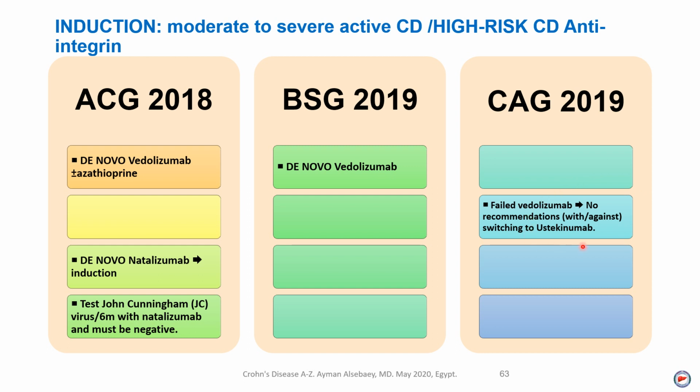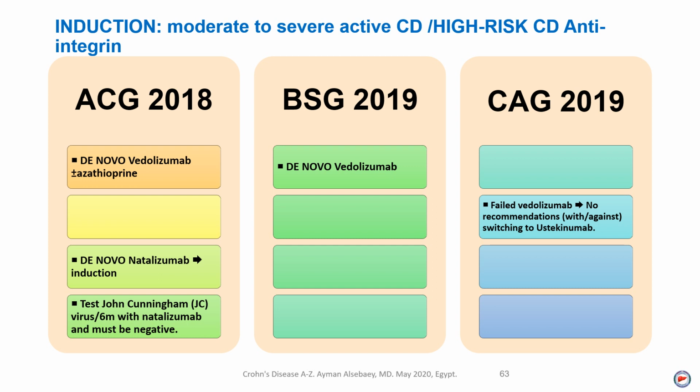What will we do if we have failed vedolizumab? There is no recommendation with or against switching to ustekinumab, the last one. The only guideline that recommended natalizumab is the ECCO, but you should test for the JC virus first. If it is negative at baseline and on follow up with the drug, you can give natalizumab, okay? But the other guidelines did not mention natalizumab, all recommended vedolizumab.